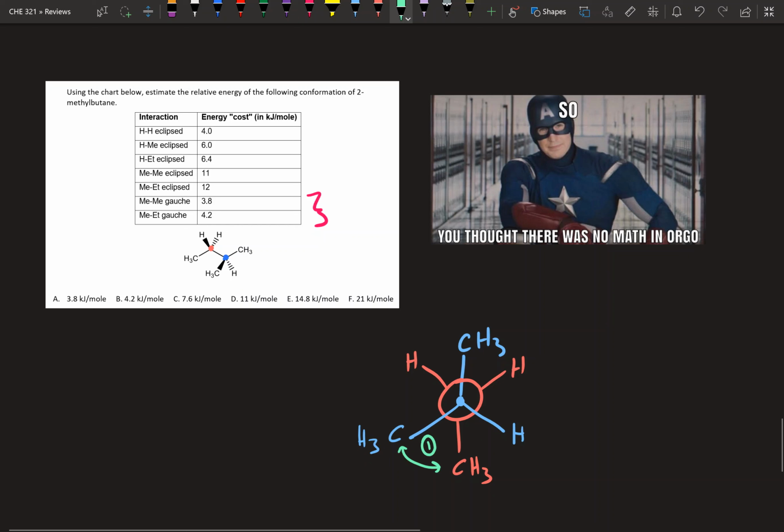Okay. Do we have any others? Nope. These are just methyl hydrogen interactions, so we're not looking at those. We only wanted the methyl ones.